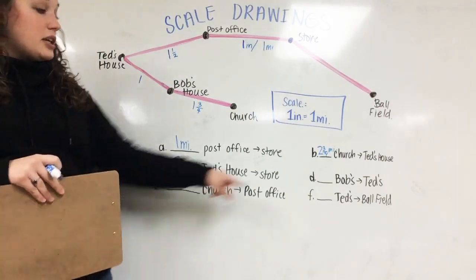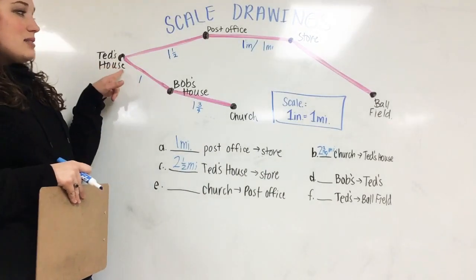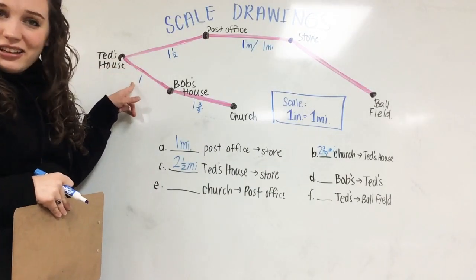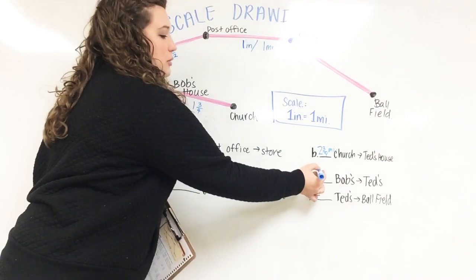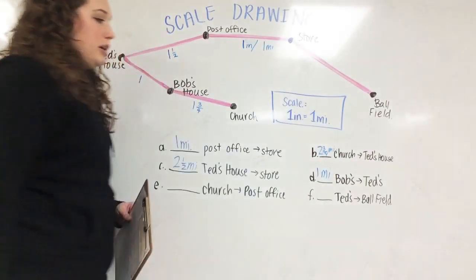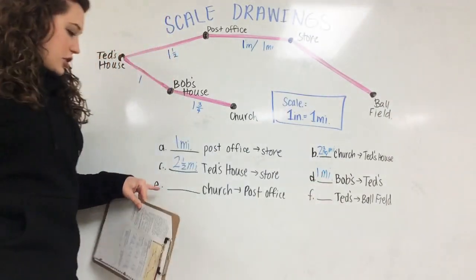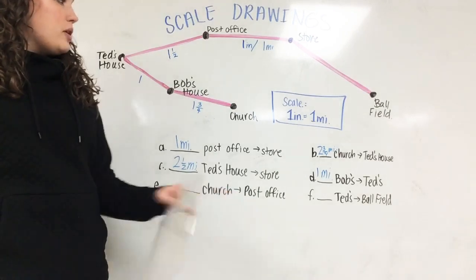Okay, now we need to go, letter D, from Bob's house to Ted's house. Bob's house is here, Ted's house is here, and we already found the measurement. It's 1. So 1 inch equals what? In our scale, 1 inch equals 1 mile. Okay, good. So let's jump down. I'm forgetting my periods. Yikes. Okay, let's jump down to letter E, from the church to the post office.